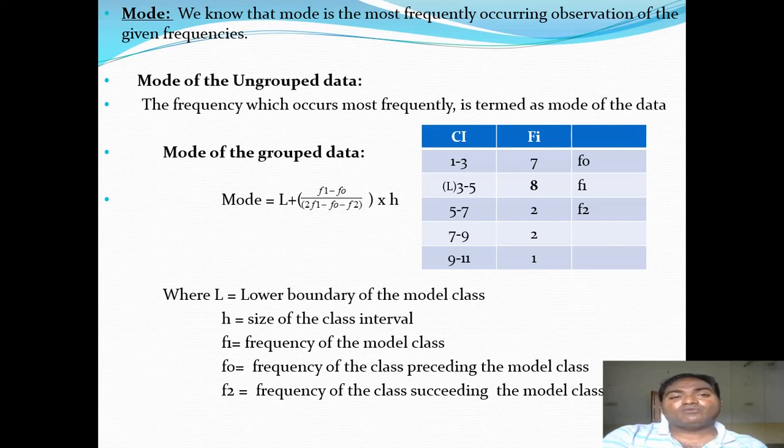In our next session, we are going to learn about the other method which is known as median, which is also an important method, and how to find the median of grouped data. Today in this session we learned about mean of ungrouped data, mean of grouped data, as well as mode of ungrouped data and mode of grouped data. So try to take the notes and understand them, which will be used in our next session. Thank you.